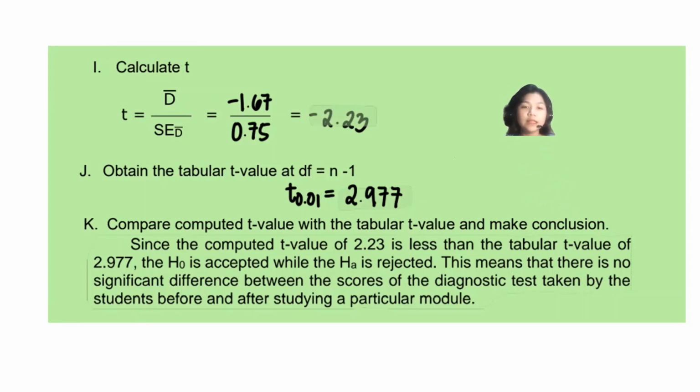Since the computed t value of 2.23 is less than the tabular t value of 2.977, the null hypothesis is accepted while the alternative hypothesis is rejected. This means that there is no significant difference between the scores of the diagnostic tests taken by the students before and after studying a particular module.